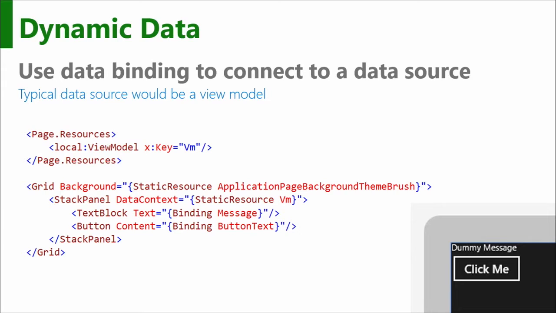And you see this pattern a lot with the page resources. There we are declaring an instance of a class called ViewModel. It's a class we've created in our app called ViewModel, and we've given it a key that we can address it by, VM. So that's why down below the data context is pointing at the static resource VM. There we've connected our instance of our view model class as the data context of the stack panel, and that's how it works.